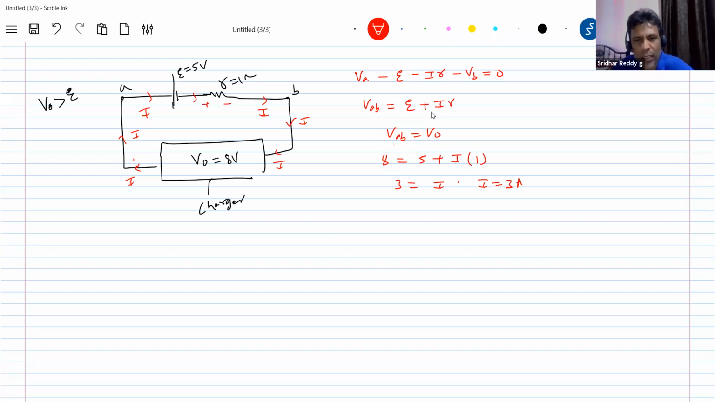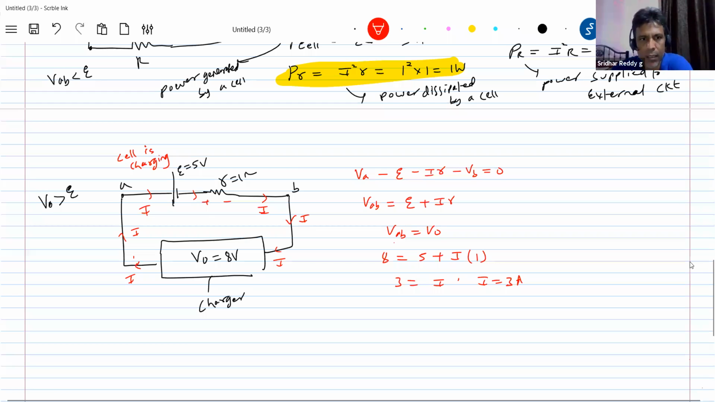Okay, now let's look at this one. So what is the state of this cell? You have to call this charging. Cell is charging, or shall I say it consumes, stores energy. Cell is charging or stores energy. Cell is charging or cell stores energy.